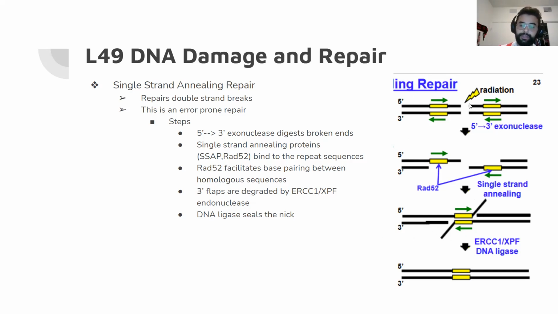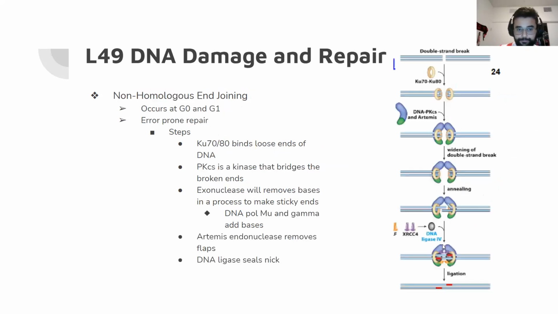So, radiation broke it apart. Our 5' to 3' exonuclease starts cutting up certain areas of the double-stranded DNA until they were able to identify repeat sequences in which our RAD52 is going to be able to facilitate that base pairing to bring it together, and then we're just going to have endonucleases break apart those little flaps that are still present so that we can ligate it and make it into a double strand break. It's not a perfect repair, but it's the best thing we got.